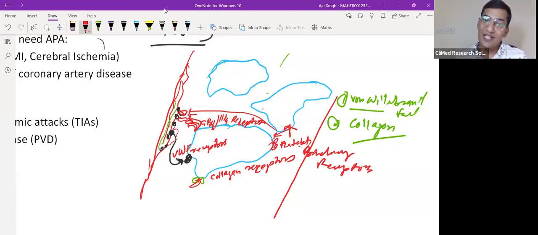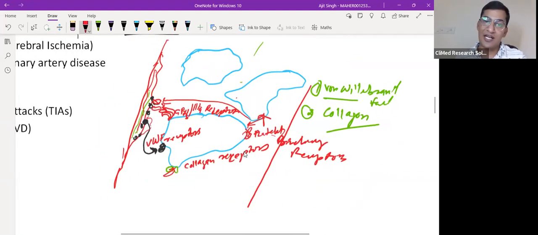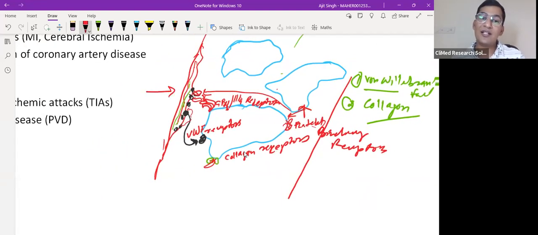Whenever I'm telling you this, this is the micro mechanism of plaque formation, of platelet aggregation, platelet adhesion and platelet activation. Why I'm telling this is that when I'm talking about antiplatelets, there are multiple types. There are GP2b3a inhibitors, COX inhibitors, and P2Y12 inhibitors.